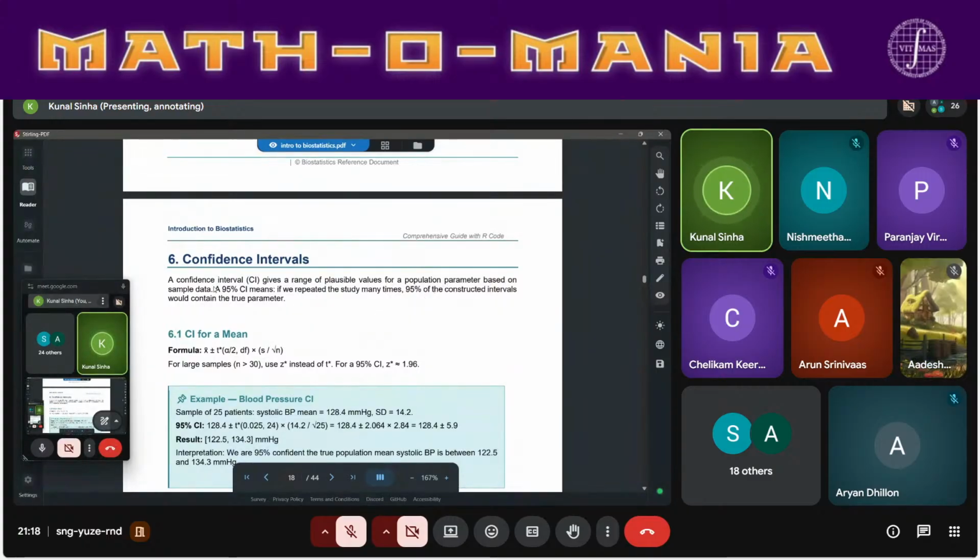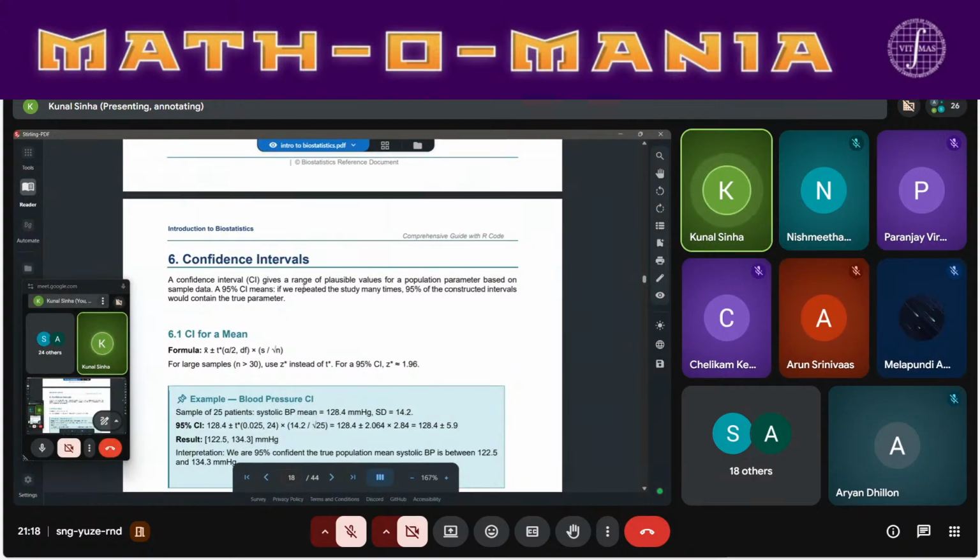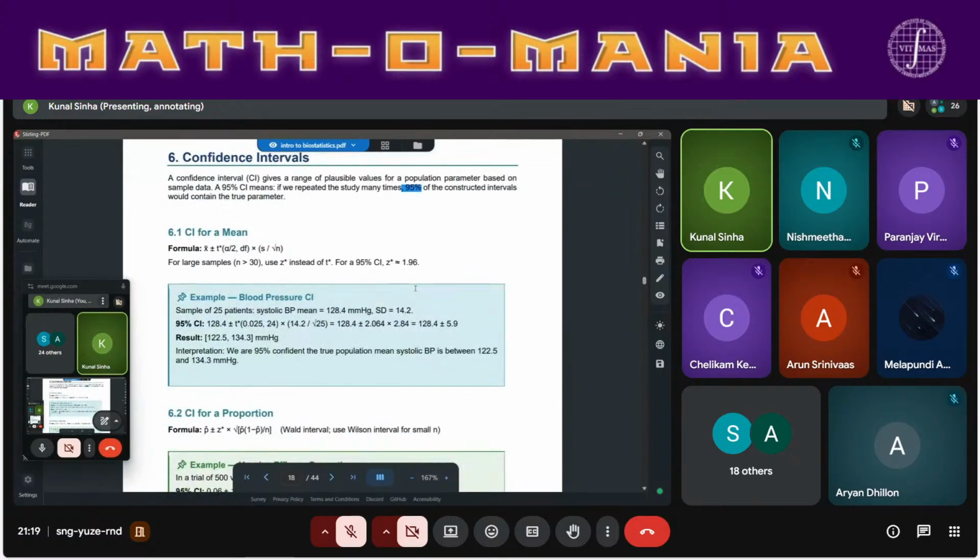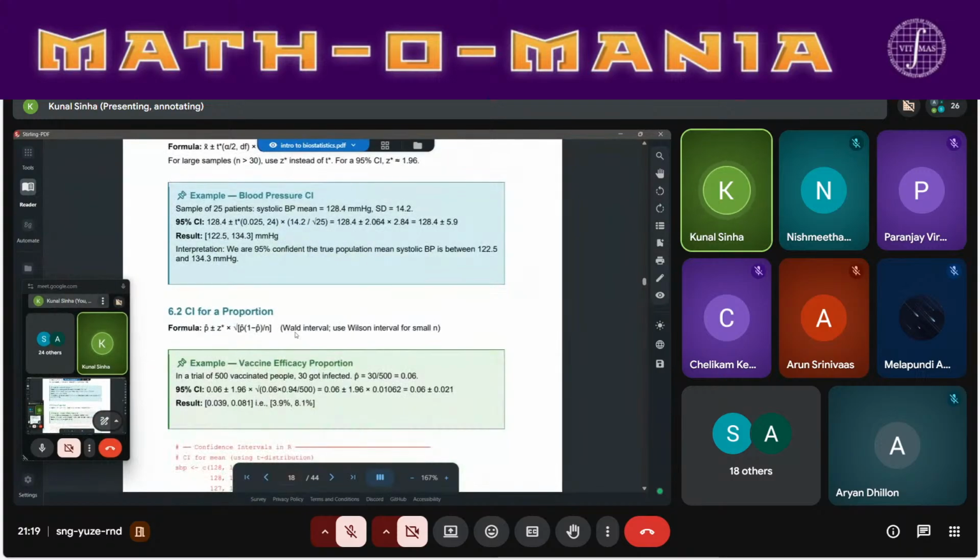So basically, a 95% confidence interval or CI means if we repeat the same study like 1,000 times or a million times, 95% of the constructed intervals would contain the true parameter. What this means is that the true parameter, the true value that we are looking for, will lie in this confidence interval 95% of the time. Okay, and this is the formula: CI for a mean, CI for a proportion.